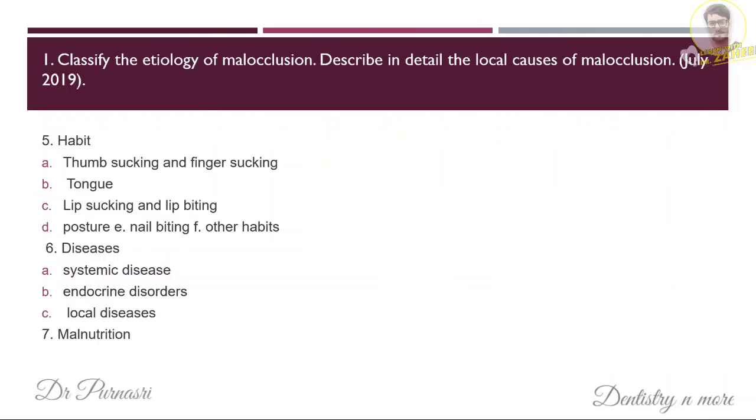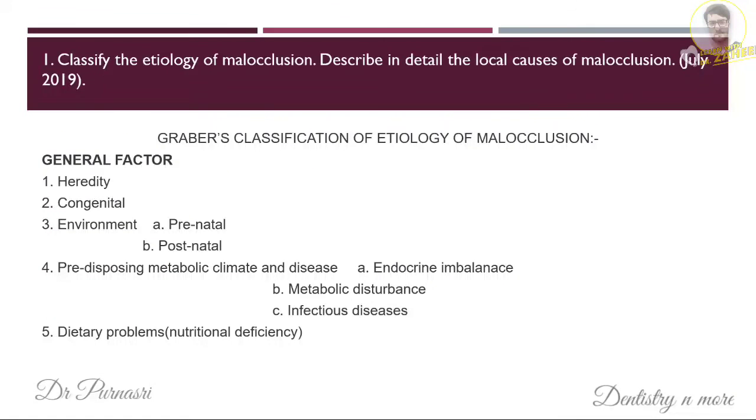Then we come to Graber's classification. Graber gives two types of etiology. He says it can be caused due to general factors or local factors. In this question, they've asked for local factors to explain in detail. So the general factors are again hereditary, congenital, environment. The environment can be prenatal, postnatal. Then the predisposing metabolic climate and disease. So these can be endocrine imbalances, metabolic disturbance, infectious diseases, and then dietary or nutritional problems.